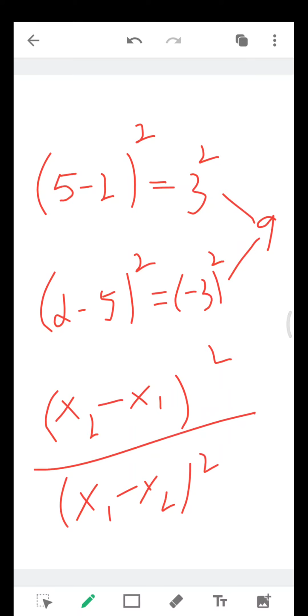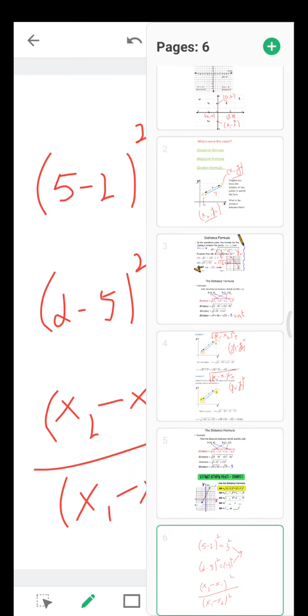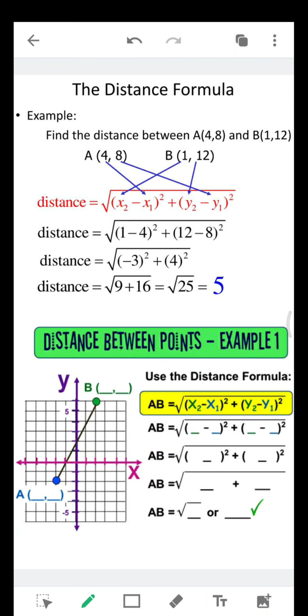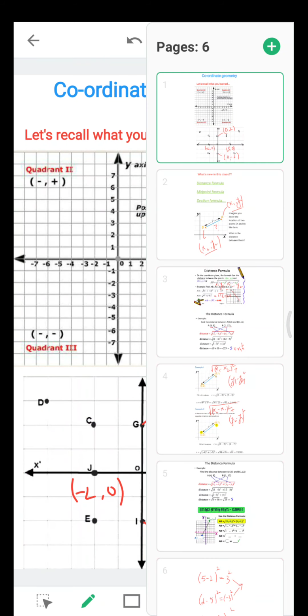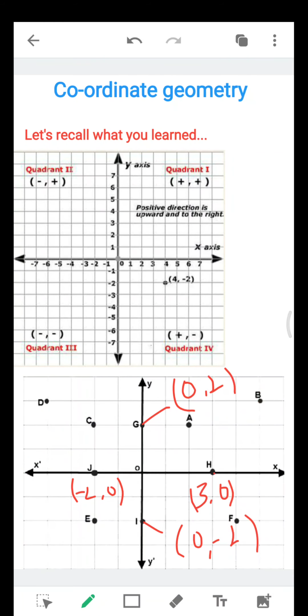Anyway, okay. So using this formula, we are going to do first exercise. You can see some more examples here, and there is one example in which you have to fill these blanks and find the distance between the points. So this is the concept which we are going to proceed with. In our first exercise, we are going to learn how to find distance.